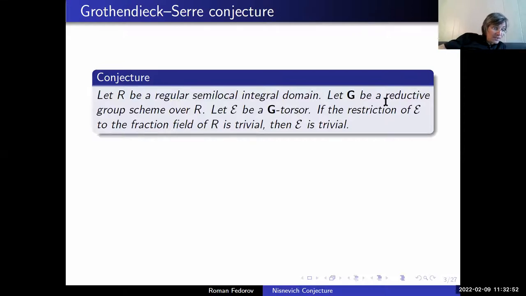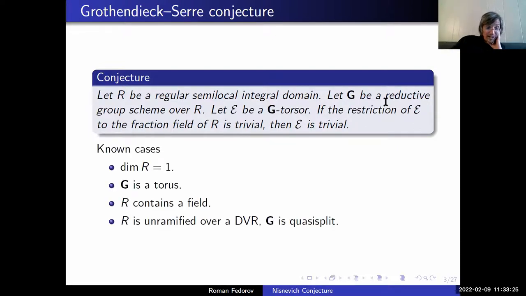Okay, so first of all, let me recall the Grothendieck and Serre conjecture. R is a regular semilocal integral domain. G is a reductive group scheme over R. E is a G-torsor, and the conjecture predicts that if E is rationally trivial, if it has a rational section, then E is trivial. I'm pretty much sure all of you have seen this before, so I don't need to spend much time talking about this.